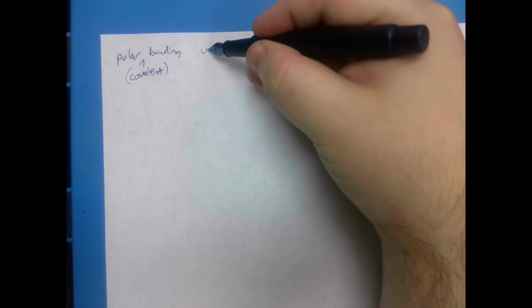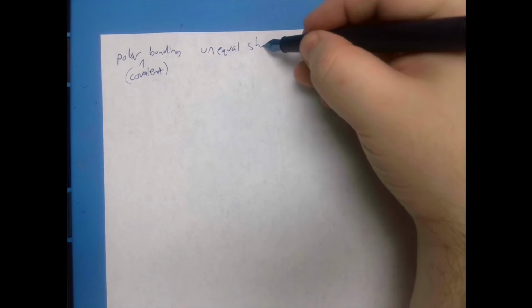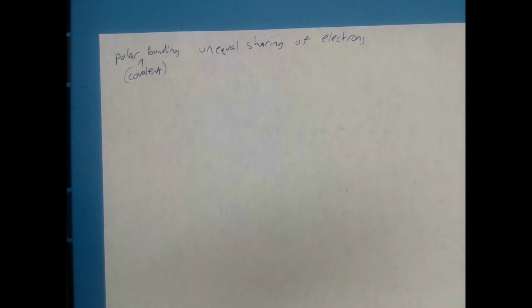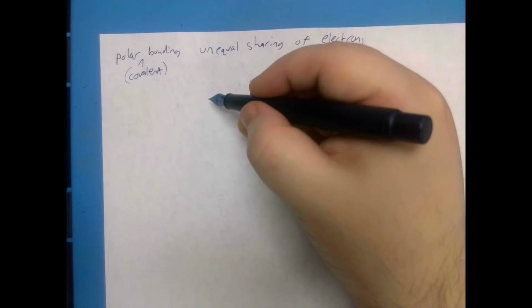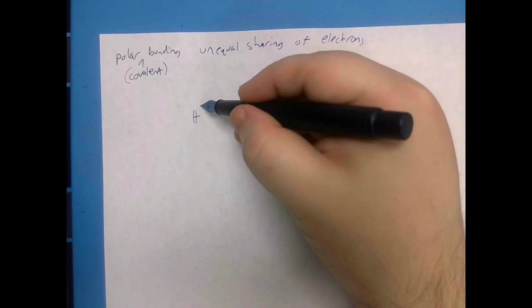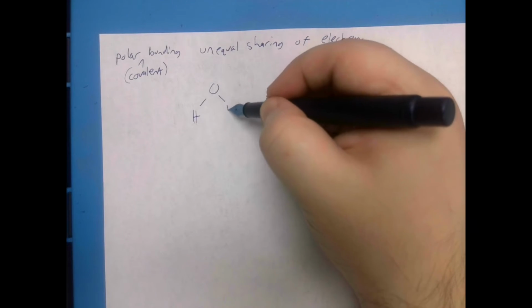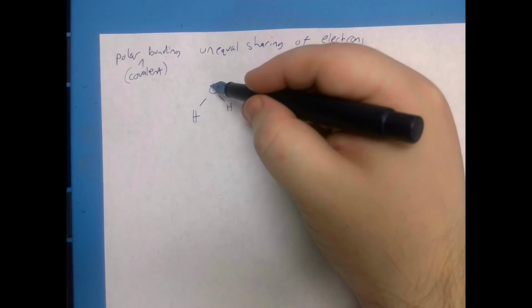Polar covalent is when there's an unequal sharing of electrons. So, for example, in water, oxygen holds on to the electrons more than hydrogen does.